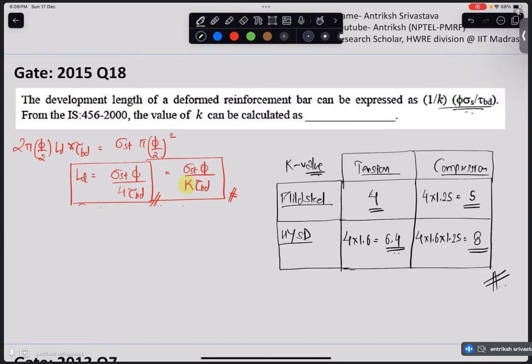Now what is asked in this question? We are asked the development length of a deformed reinforcement bar, which can be expressed as this. We have been given deformed, and nothing is given about compression or tension, so we are going to assume it is tension only. So the value of K in this case is going to be 6.4, and that is your tension. Alright, good. Now let's go to the next question.